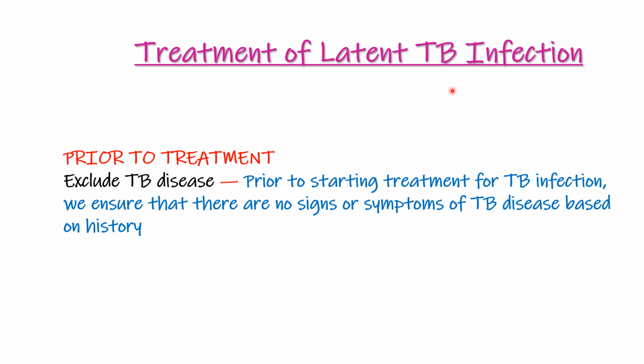So how do we treat? Prior to treatment, if your patient has a positive TST or positive IGRA, you have to exclude TB disease. So if you get a patient who has a positive TST and positive IGRA, you do a chest X-ray. Then if the chest X-ray is abnormal, you work up for TB. This is all about excluding TB.